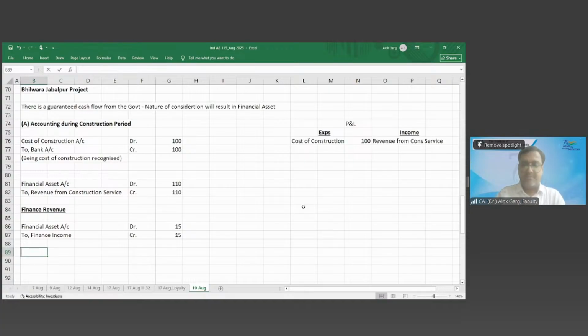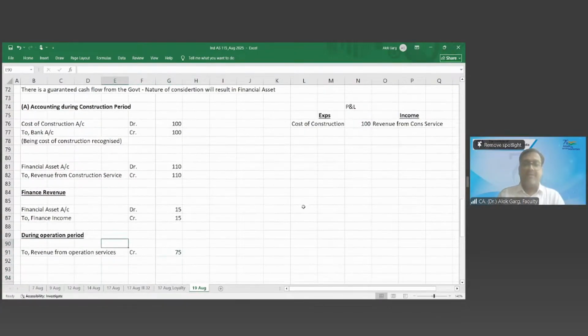Now during the operation period. You remember there was a 75 line which was written, you remember? The line was other income pertaining to the operation services. So what is my entry during the operation period? To other revenue, income. Right. To revenue from operation services. Credit. How much? 75 crore. What will be debited? Financial asset. Again, customer account, right? Government account, customer account, financial asset, 75 crore.